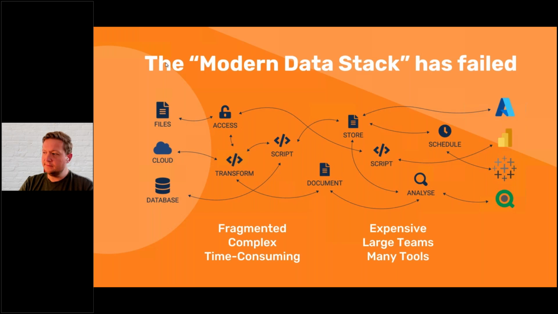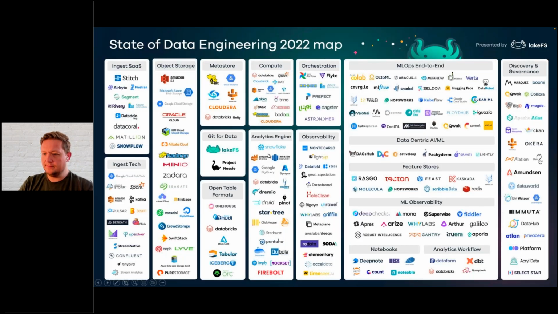Normally with these types of things, we're looking at lots of expensive tools. It can be very expensive, with large teams of developers, and as I said before, there are many different tools. This is just an idea of the state of the data engineering map as of last year. These are just some of the tools that are out there that we all use and we all have used.